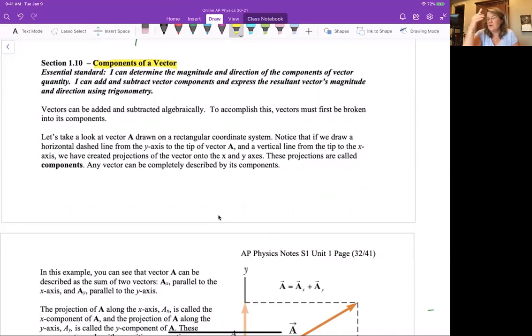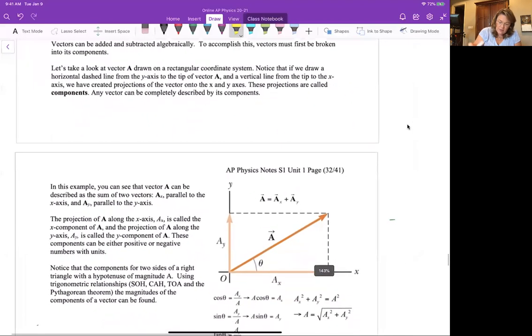In physics, pre-cal and calculus, you might be doing x, y, and z. I know for a fact if you're going into certain types of majors in college, you'll be in 3 dimensions, but we are in 2. So we will only have components in the x and the y. Okay, so how do we do that? How do we break a vector into its components?